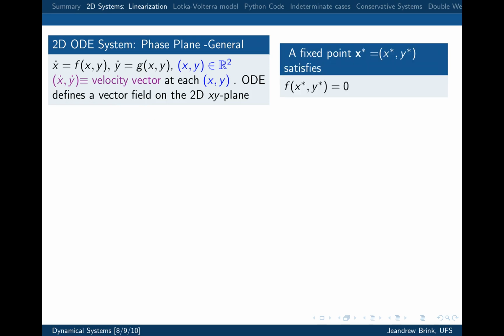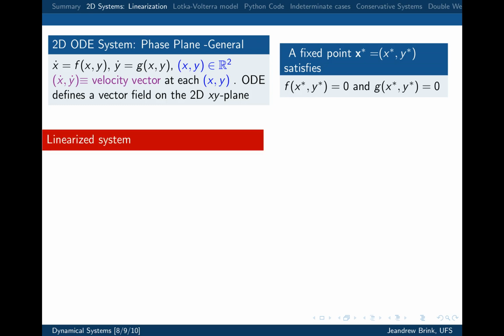And then just the definition: a fixed point is a point that satisfies f of x star, y star equals 0, and g of x star, y star equals 0. The reason I'm repeating this is that we're going to use those definitions at each fixed point.